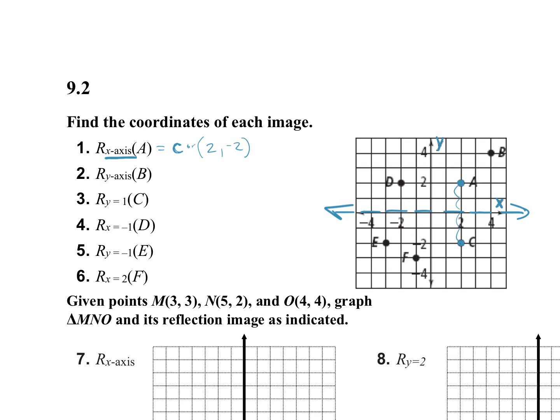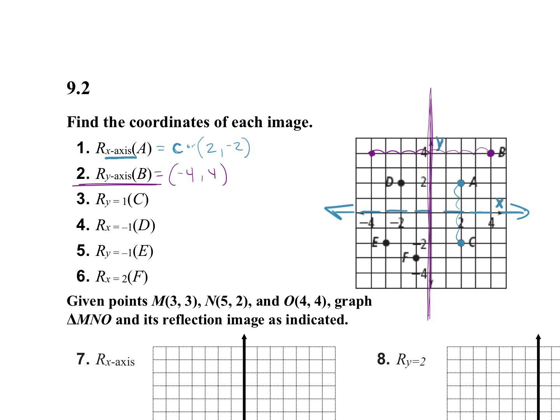Okay, now look at B. B is here. I'm doing it in purple. Which one is the y-axis? The vertical, right? This is the y-axis. So if we're going to reflect over the y-axis, it's 1, 2, 3, 4 to the right. Where do you go? Negative 4, 4. 4 to the left. That is the point. Negative 4, 4.